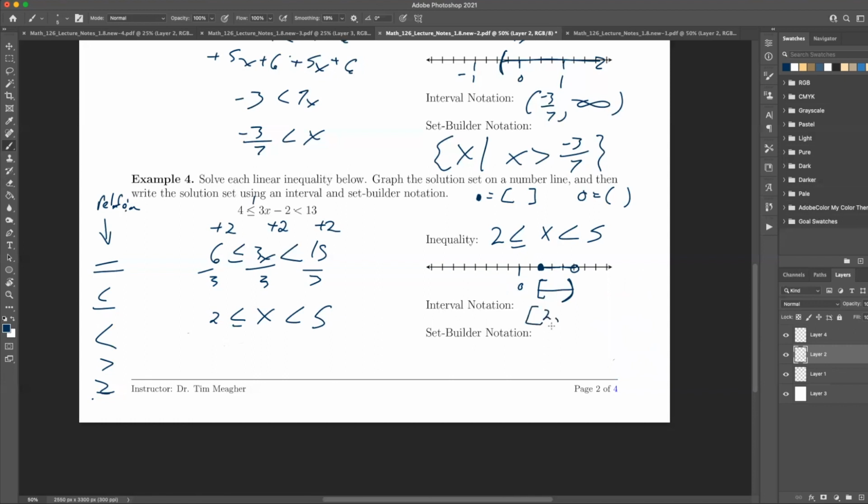All right, so interval notation will be 2 to 5. And then set builder notation is 2 less than or equal to x is less than 5. If nothing else, this section will get you used to seeing inequalities written in multiple different ways.